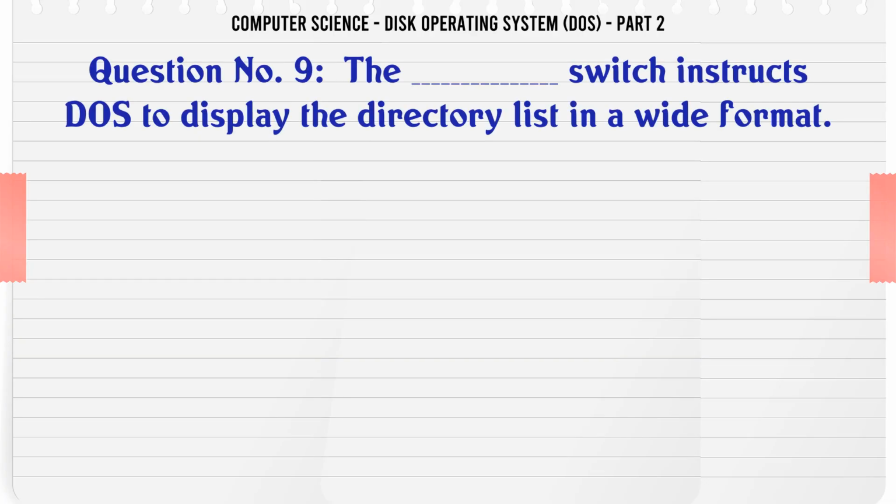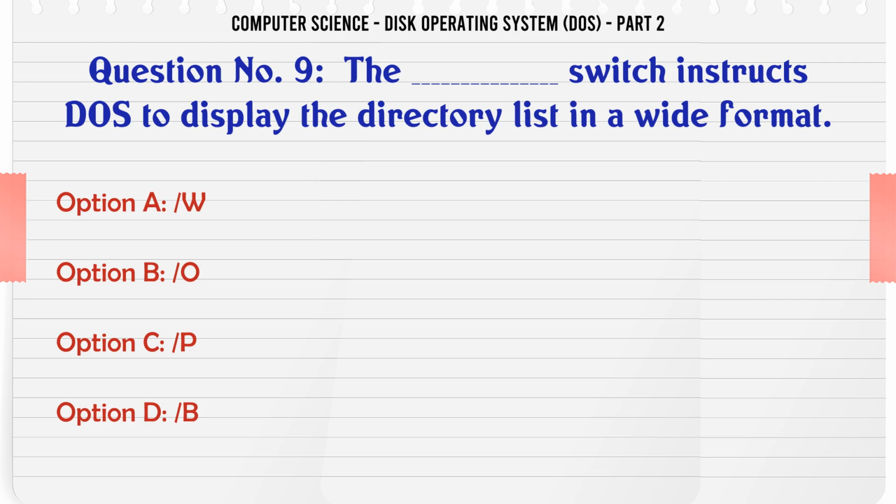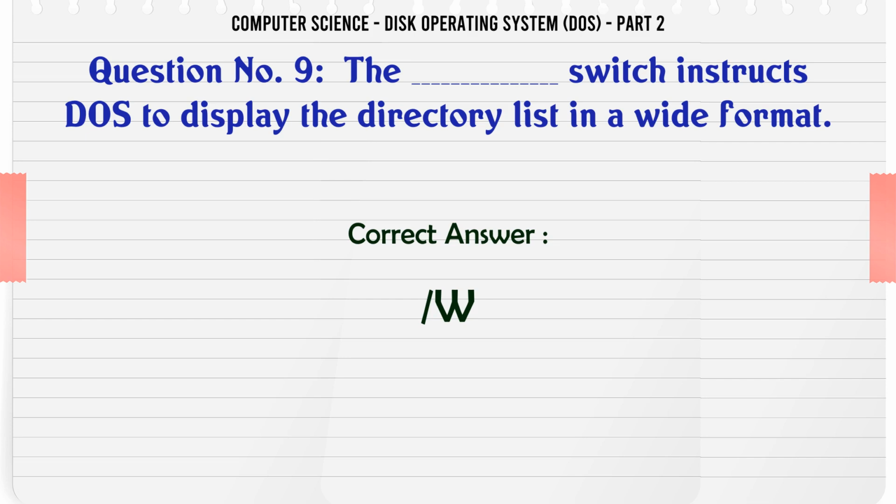The switch instructs DOS to display the directory list in a wide format. A. /W. B. /O. C. /P. D. /B. The correct answer is /W.